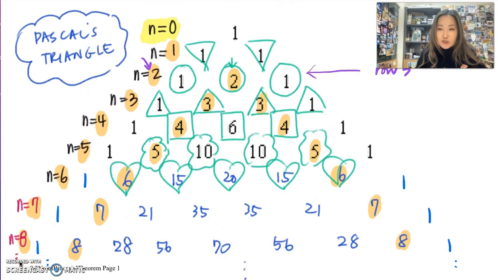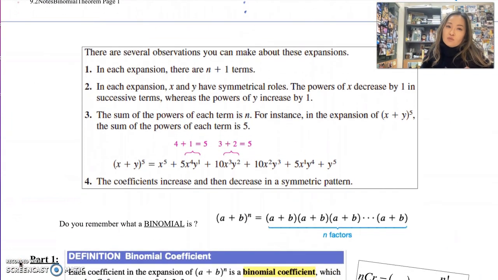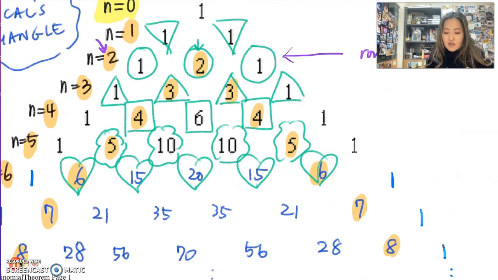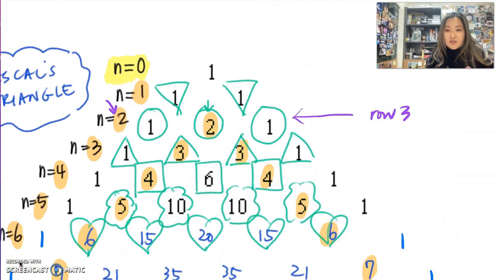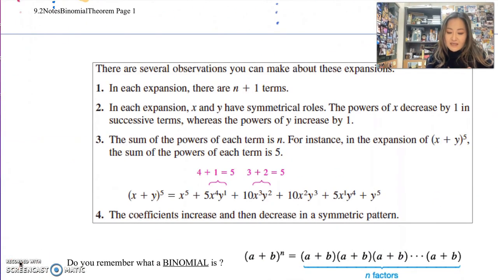Now, after the symmetry, all the patterns that we've noticed together are listed here for you. There are several observations you can make about these expansions. We've talked about all this. Now it's putting it into context, okay? Now, in each expansion, there are n plus 1 terms. What does that mean, right? It's exactly what we did. Remember, this is row 1, or n equals 0, but it's n plus 1 here, n plus 1 here, n plus 1 here, in terms of terms, right? n equals 1 means there are 2 terms, okay? That's what the n plus 1 term means, okay? So let's highlight that.